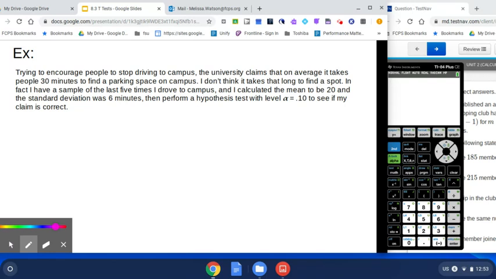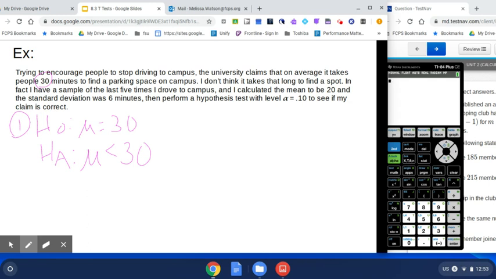Okay, so step number 1, we're going to find the H0 and Ha. So the mean, the university is claiming that it takes 30 minutes to find a parking spot. I don't think it takes that long, so I believe that it's less than 30. Step number 2, drawing out the distribution. We're going to shade that left tail region because it's a less than scenario.